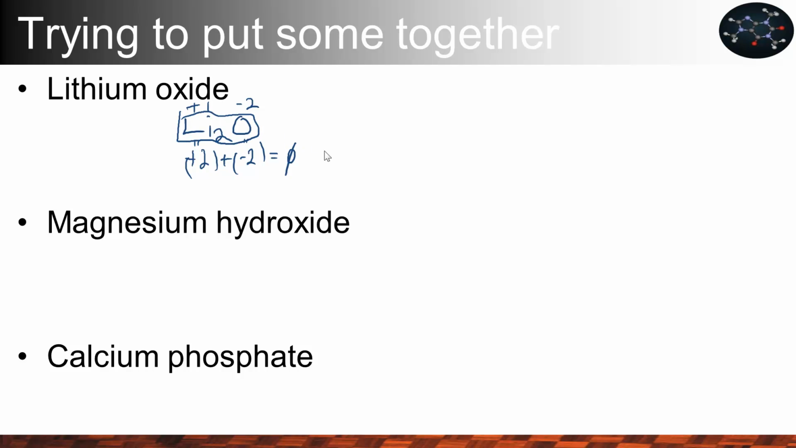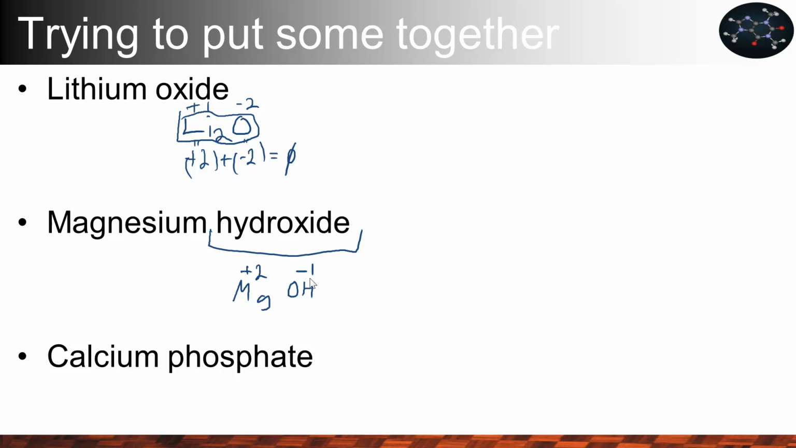Li2O is the formula for lithium oxide. We can do this just as well with polyatomic ions. Magnesium hydroxide is OH. Magnesium is +2. Hydroxide is -1. We know that because we have to memorize that from our list of polyatomic ions.